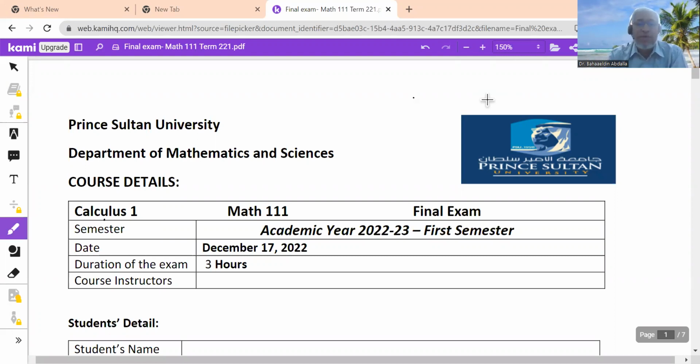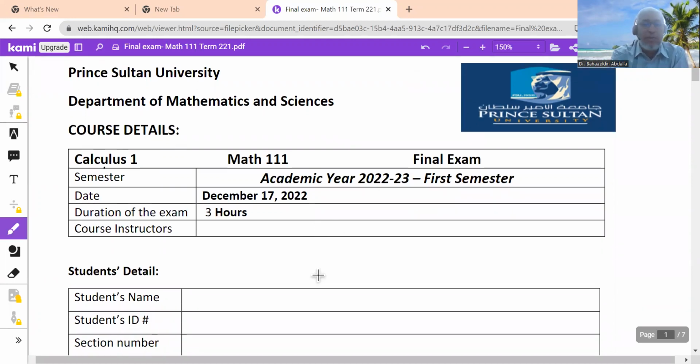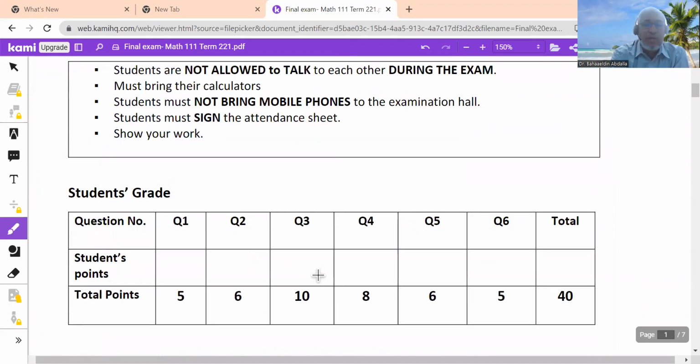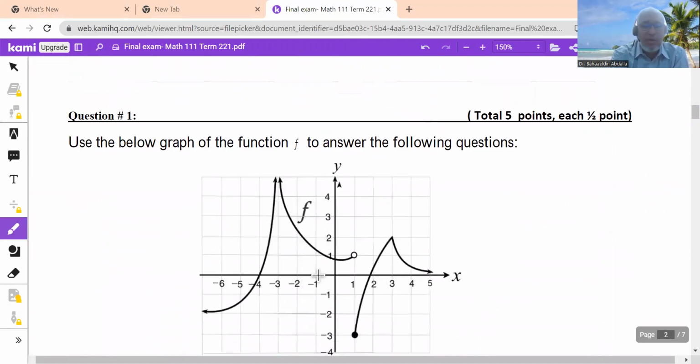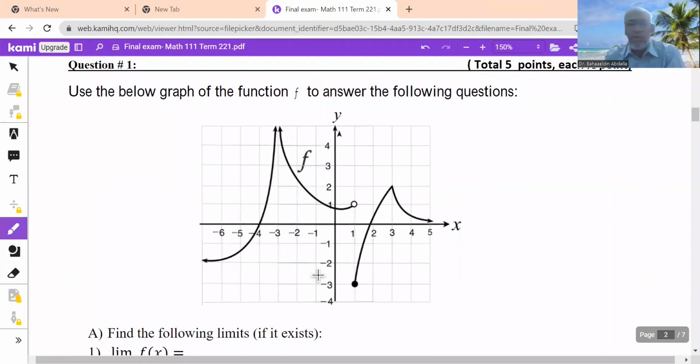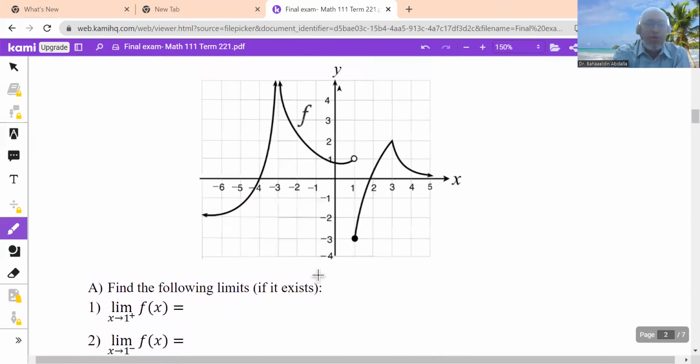This is the final exam of Math 111 term 221. Let us see the final and solve it together. This is the first question. Use the below graph of the function f to answer the following questions. Find the following limits if they exist.